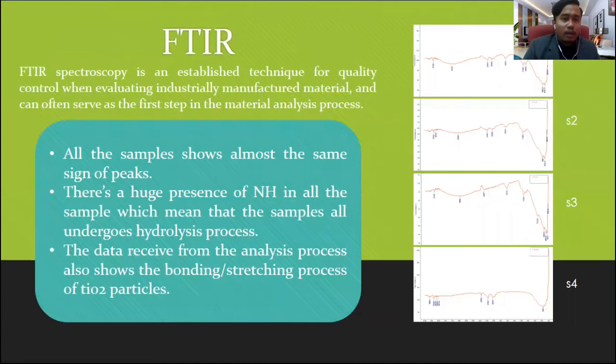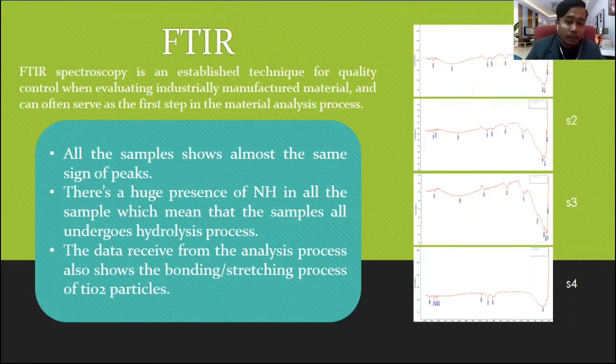And the last analysis we use is FTIR, and FTIR spectroscopy is an established technique for quality control when evaluating industrially manufactured material, and can often serve as the first step in the material analysis process. As you can see from the chart on the right side of the presentation slide, from top to bottom is sample 1, sample 2, sample 3, and sample 4. They all have the same peak position, and all the samples show almost the same sign of peak.